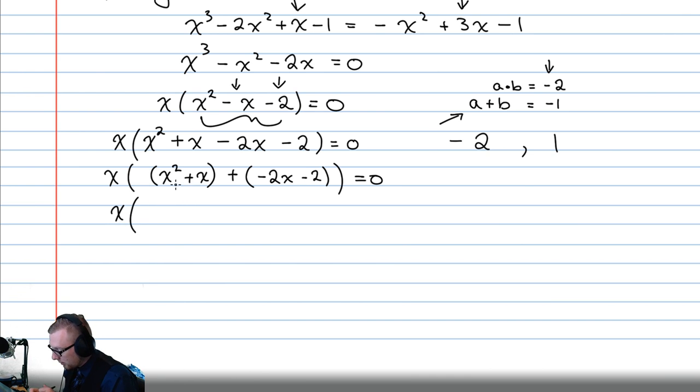Okay. So what's the greatest common factor in the first pair? X. Good. So we'll take out an x. What is the greatest common factor in the second pair? -2. Good. So we'll take out a -2.